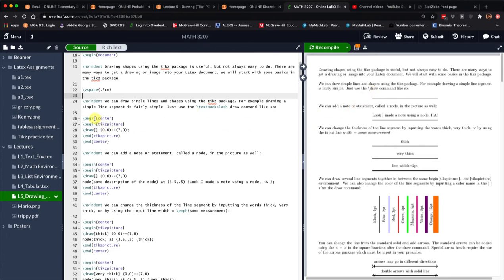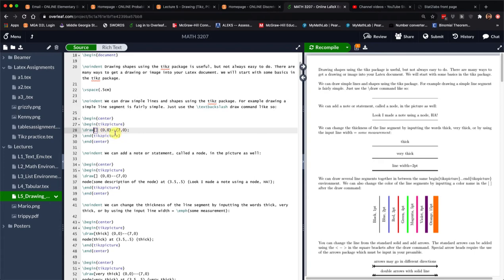Notice I did a begin and end center, and also a begin and end Tikz picture. Inside of that, I said draw, and these brackets here will fill stuff in later. That's a place where, in the square brackets, you can set things up like changing the color of something or changing the thickness of it, things like that.